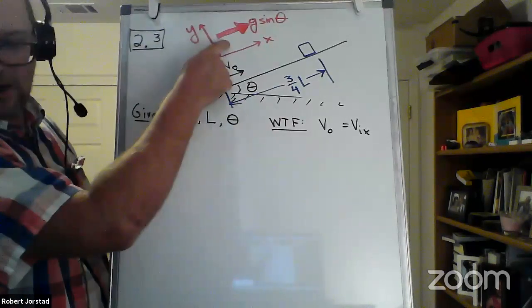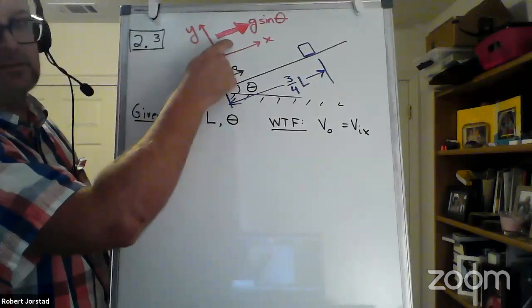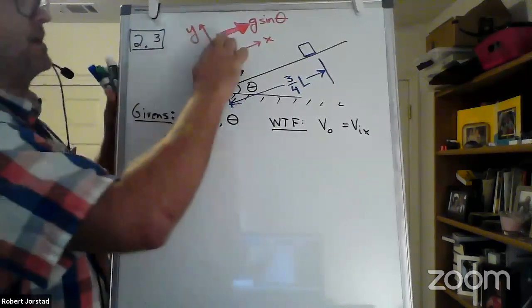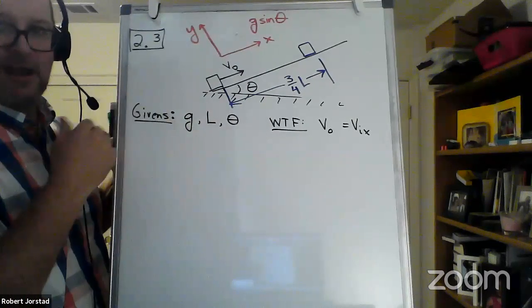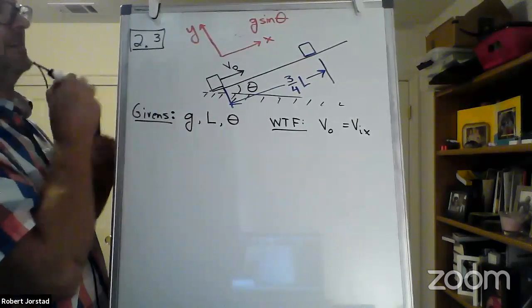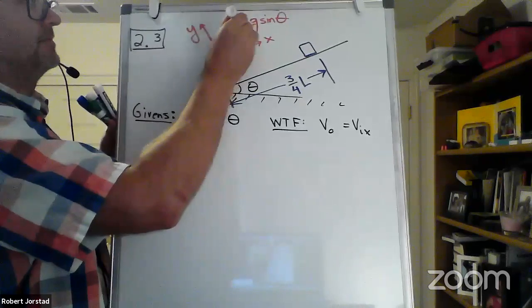And wait a minute, was this right? This is not right, is it? Did I flip the arrow, I think? My bad. Yeah, you did. And that makes sense. Gravity doesn't pull you up a ramp, right? Whoops, my bad. So let's just fix that up.